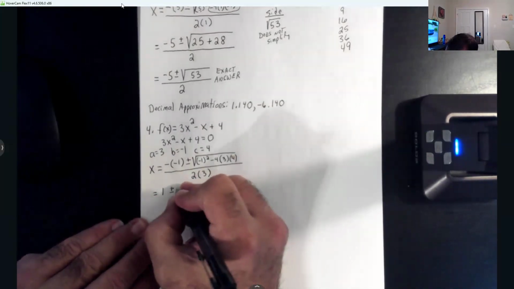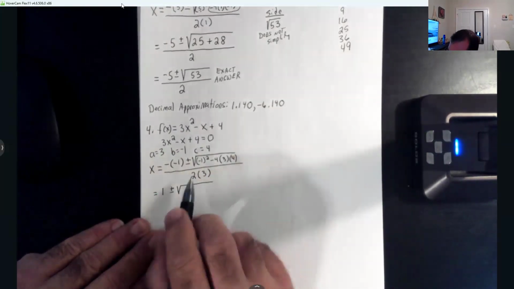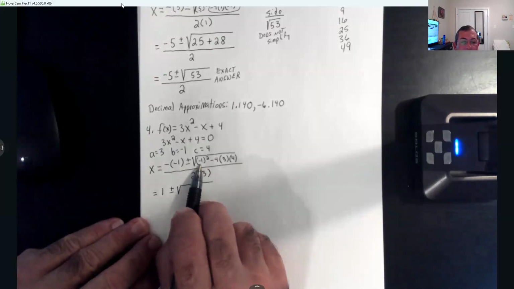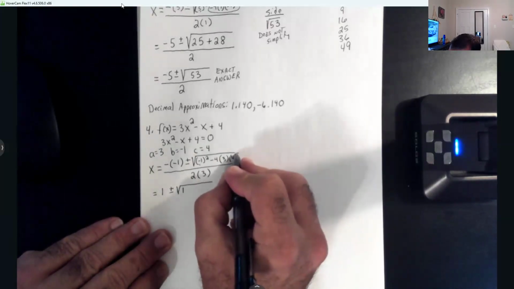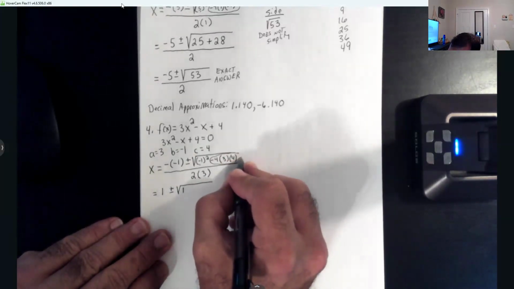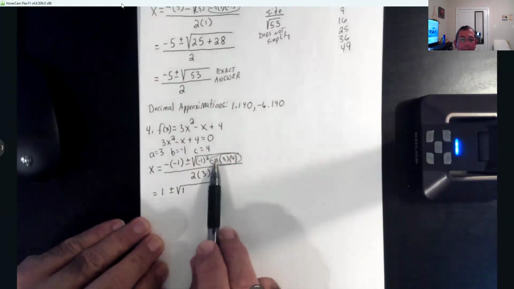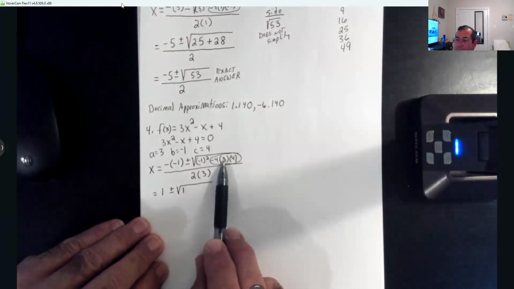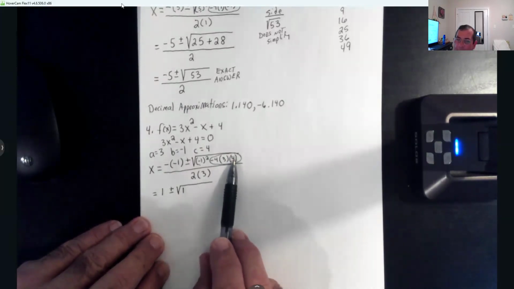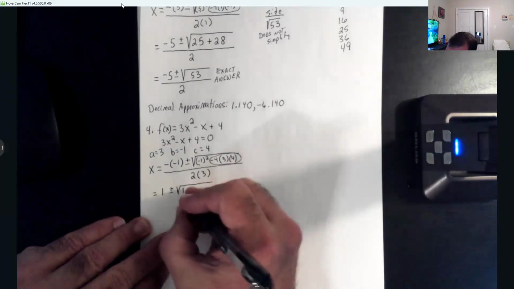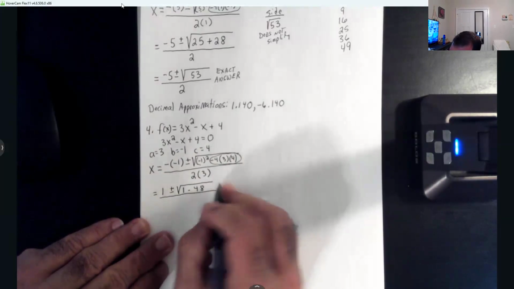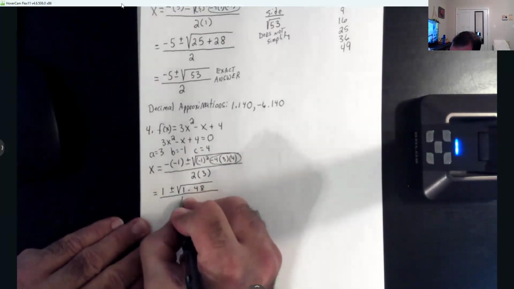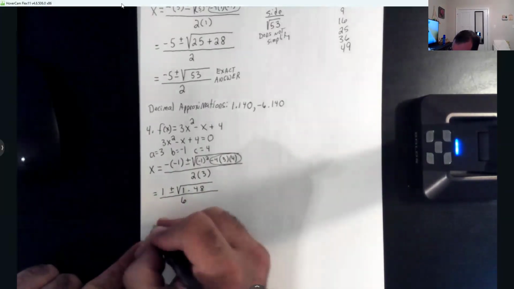Plus or minus square root. Well, y'all, -1 times -1 is a +1. And then remember, all this is being multiplied down here. So -4 times 3 is -12. -12 times 4 is a -48. And y'all, all of that is over 2 times 3, which is 6.